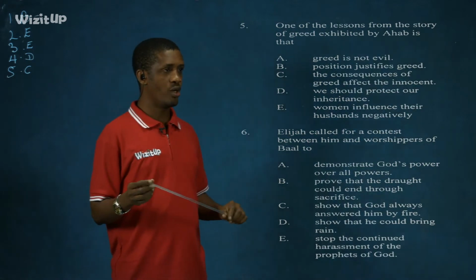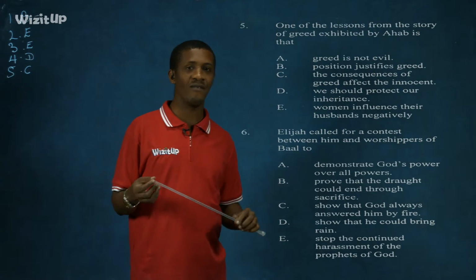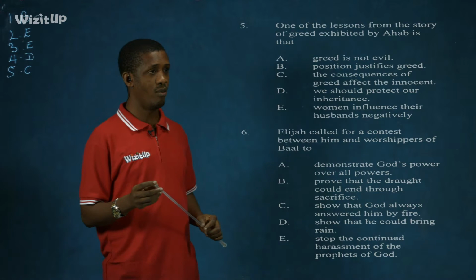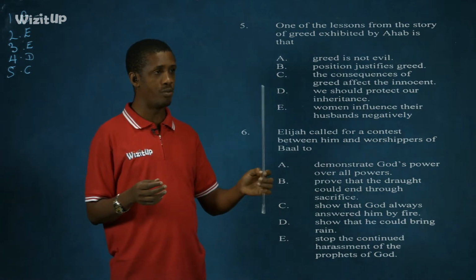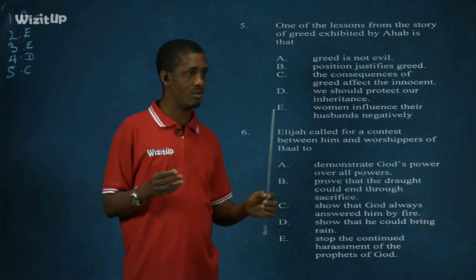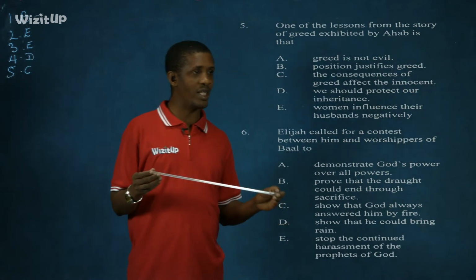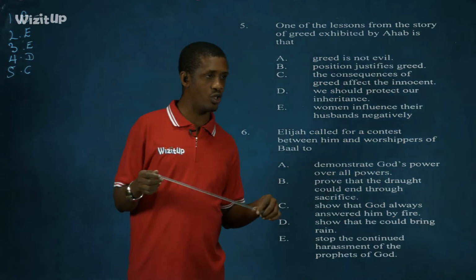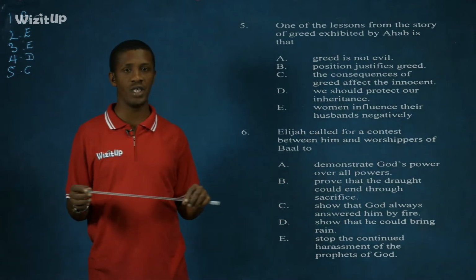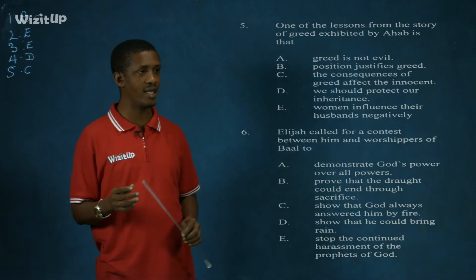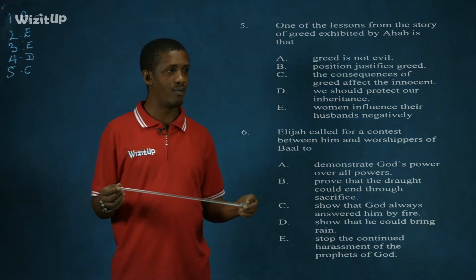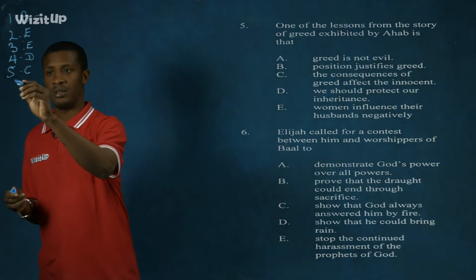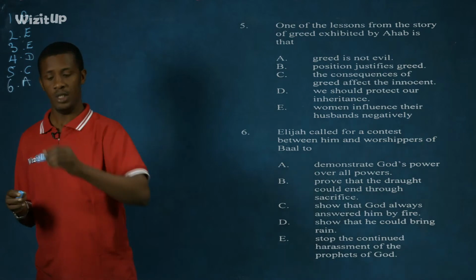C. Show that God always answered him by fire. That was not the aim, though God answered him by fire, but that was not the objective of that thing. D. Show that he could bring rain. No. E. Stop the continued harassment of the prophets of God. No. So the correct answer there is option A. Demonstrate God's power over all powers. Option A is the correct answer.